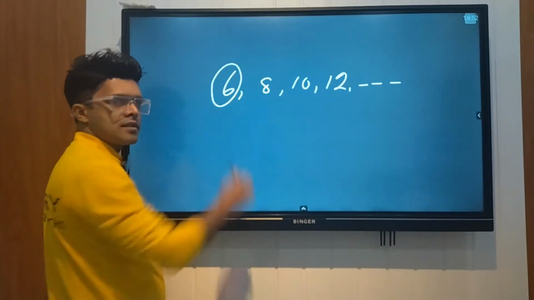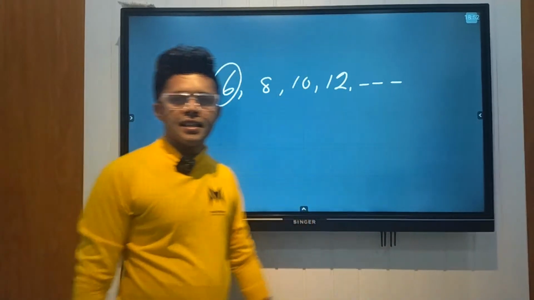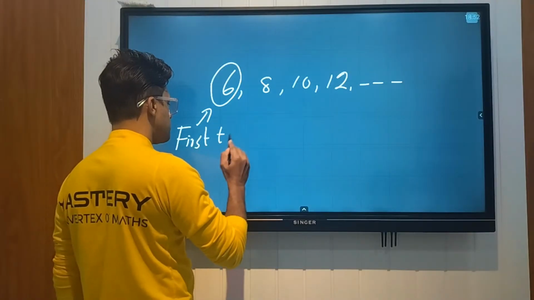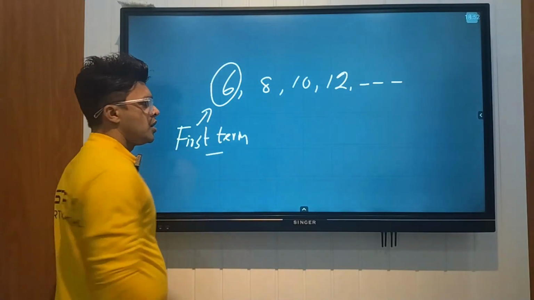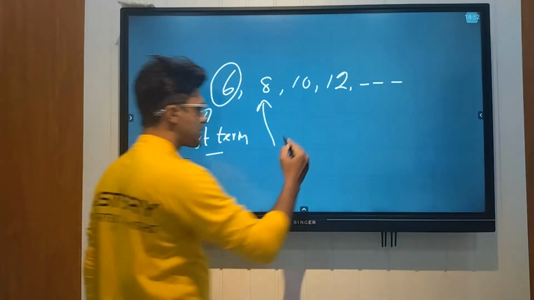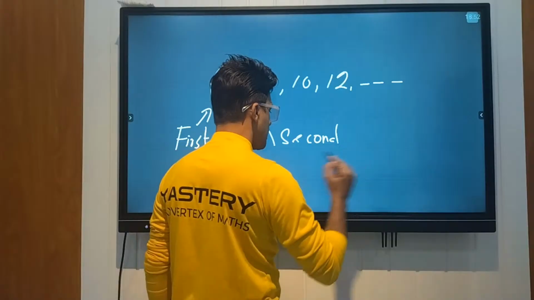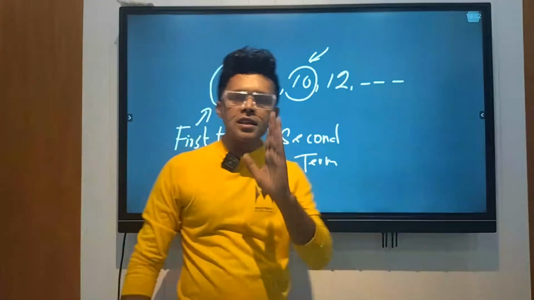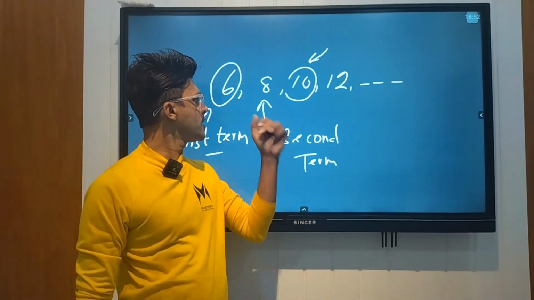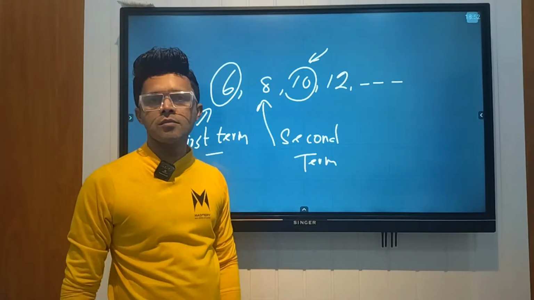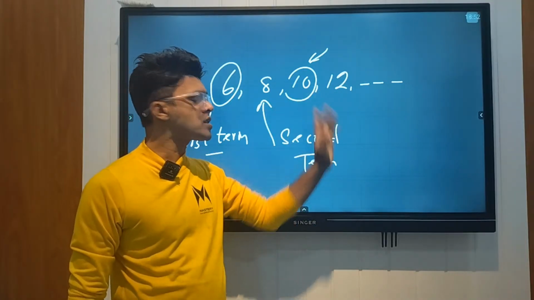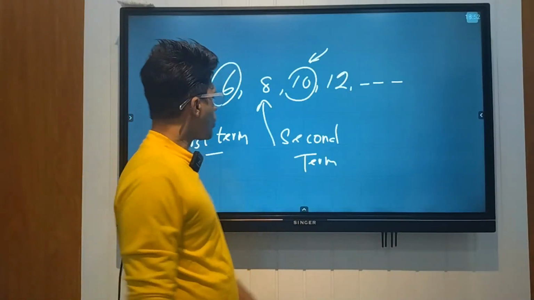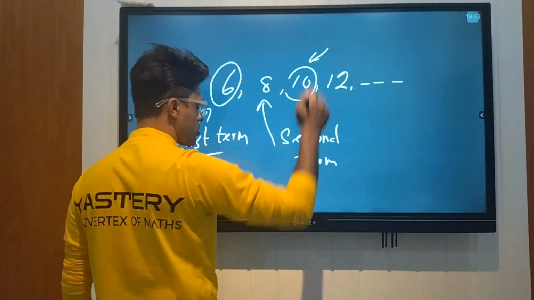In this lesson, we identify this value as the first term. This one is the second term. This one is the third term. Then this is the fourth term. It is called a term, T-E-R-M. So first term, second term, third term, fourth term, and so on.